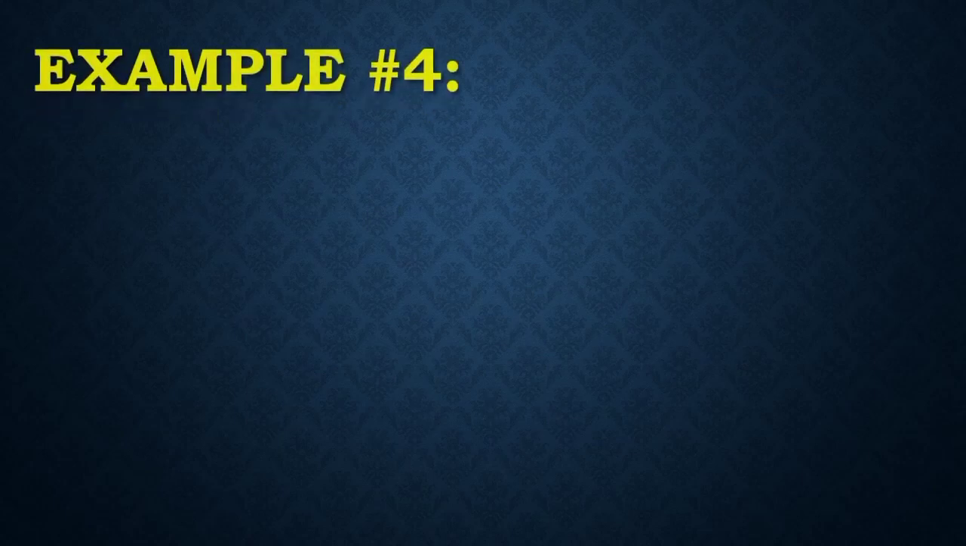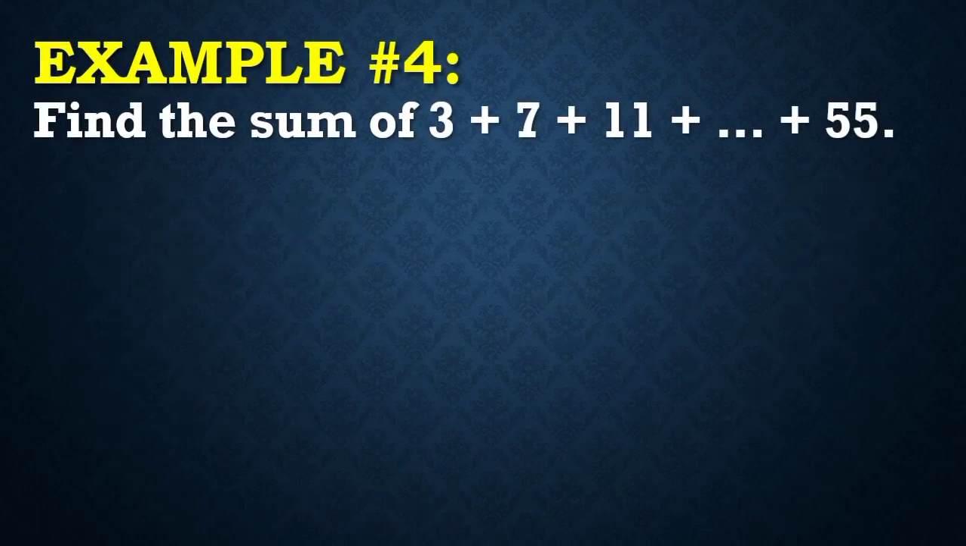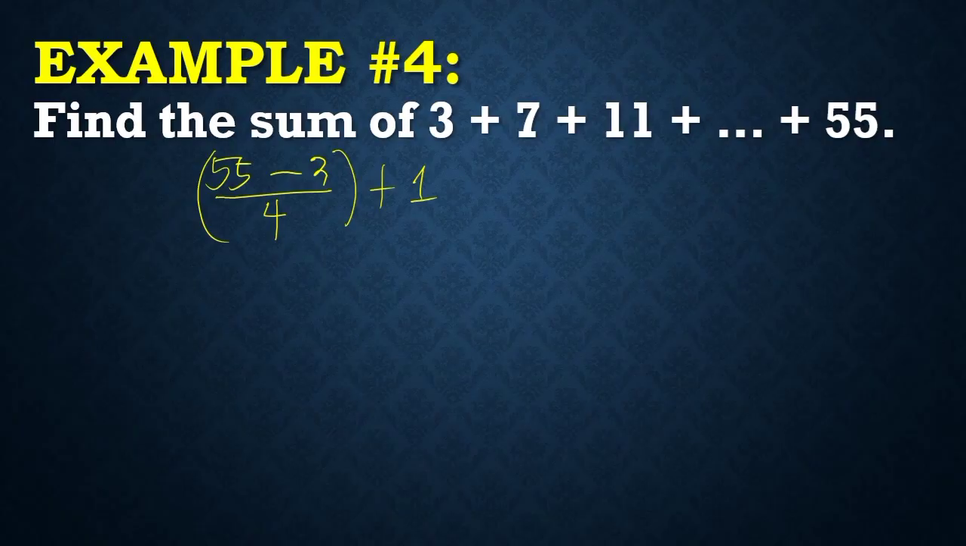For our next example, find the sum of 3 plus 7 plus 11 plus up to 55. Ang gagawin naman natin dito para malalaman natin kung ilan yung n, ang pinaka-technique lang dito is last term minus first term divided by 4. And then, yung nakuha natin quotient doon, mag-add lang tayo ng constant na 1. Bakit natin dinivide sa 4? Yun po kasi yung common difference. So, 55 minus 3, that is 52 over 4 plus 1. 52 divided by 4, that is 13 plus 1. So, our n is 14.